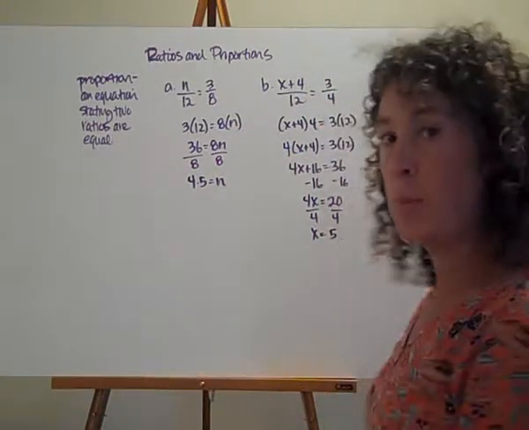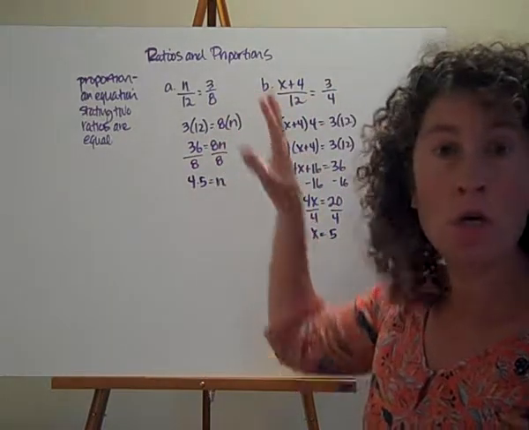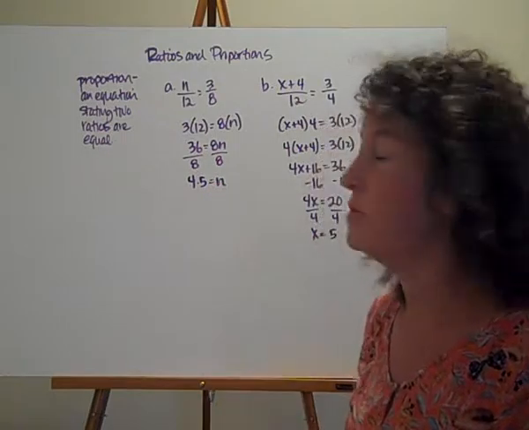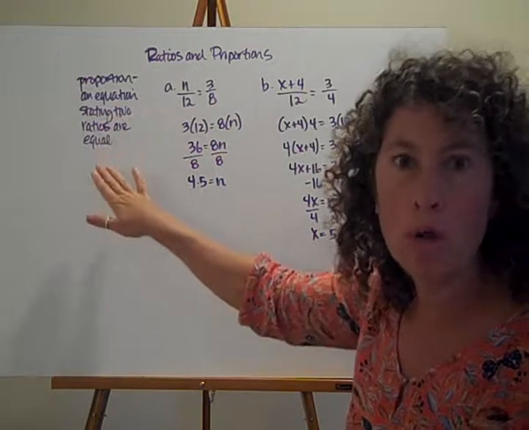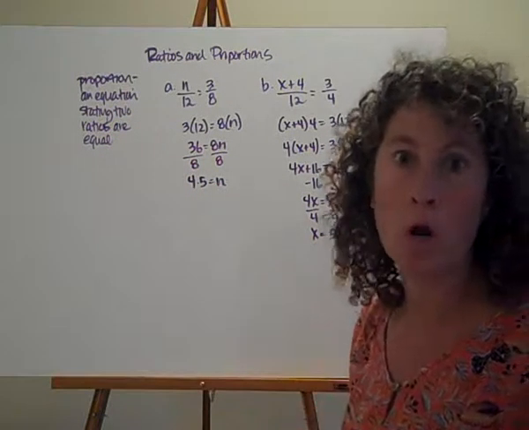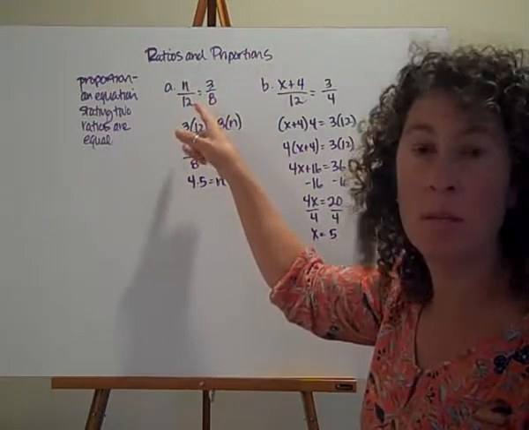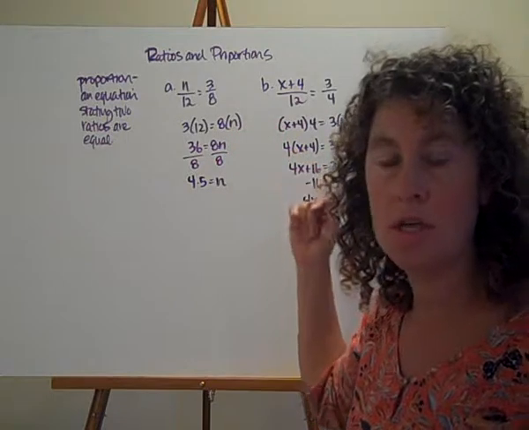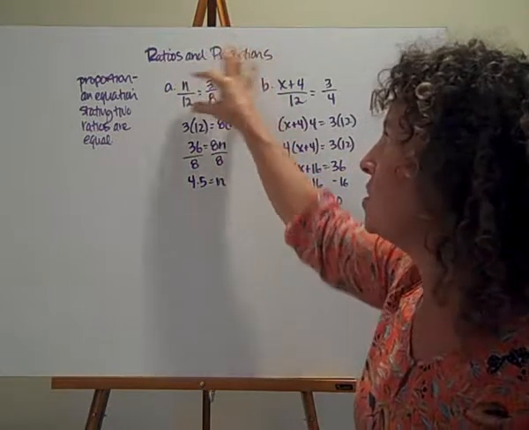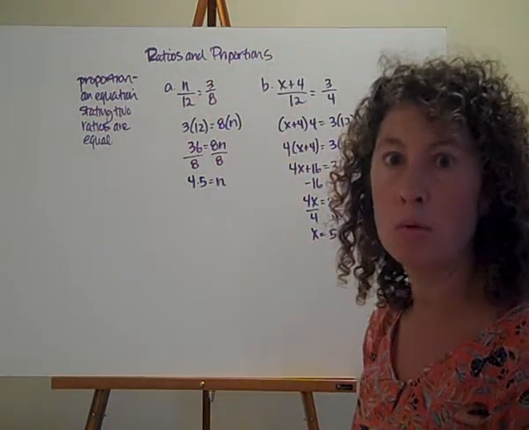Talk ratios and proportions. So a ratio is two numbers compared to each other with division. A proportion is an equation stating that two ratios are equal to each other. So we'll basically do two fractions with an equal sign in the middle. It's still an equation because it has an equal sign in it, but it's saying that these two fractions, these two ratios, are equal to each other.